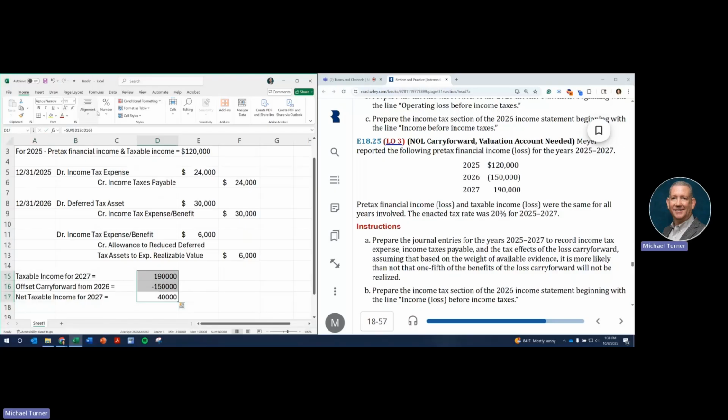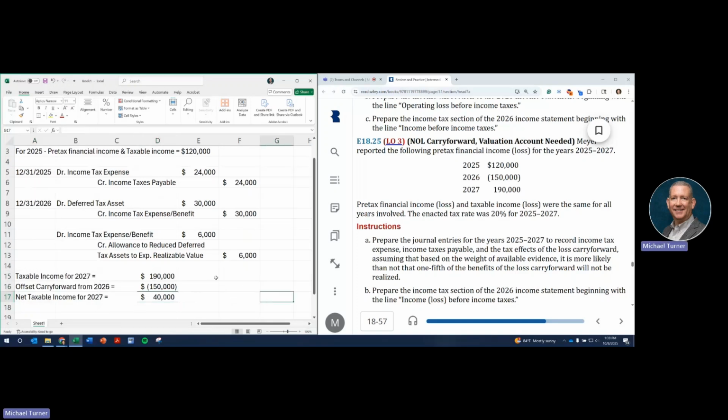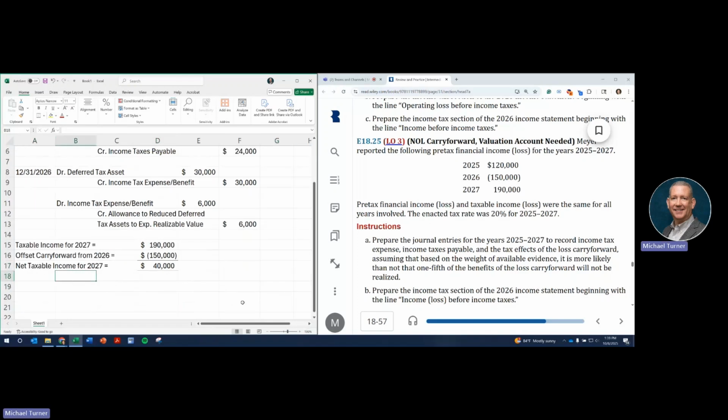Let me add some formatting here for us. Okay. So that's going to be the net taxable income for 2027. So what that tells us is the amount of my payable, times, of course, the tax rate of 20%. So my taxable income is $40,000. I know I'm going to owe the IRS 20% tax rate of that, which is $8,000.